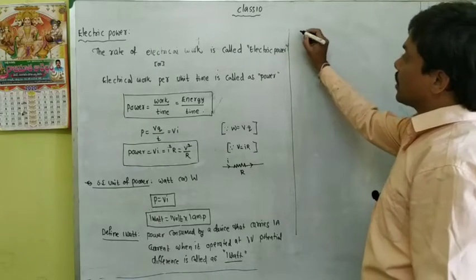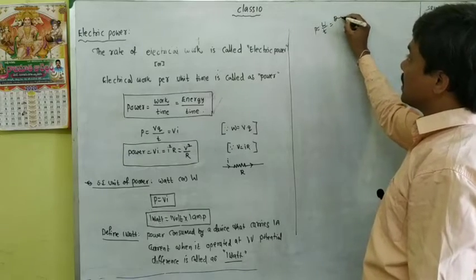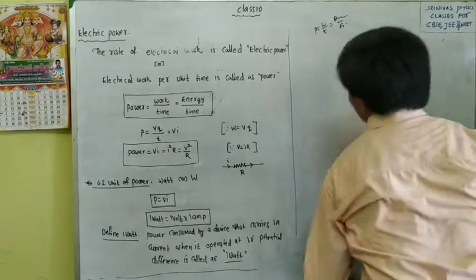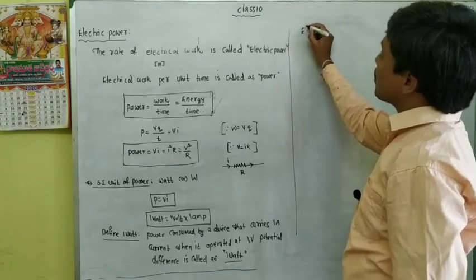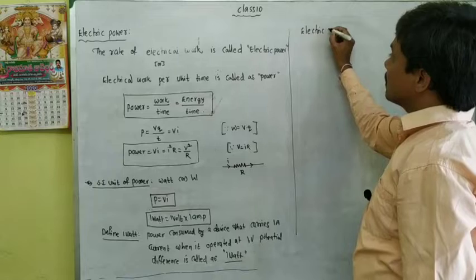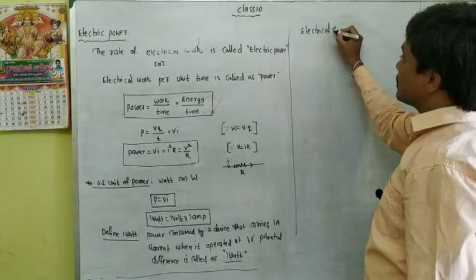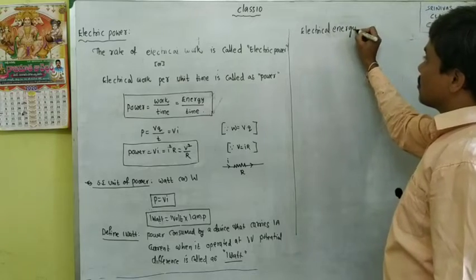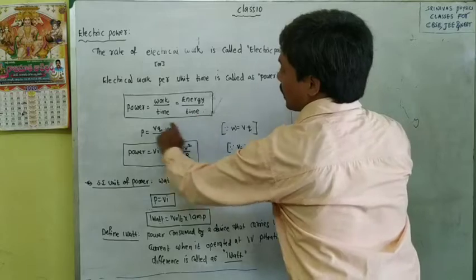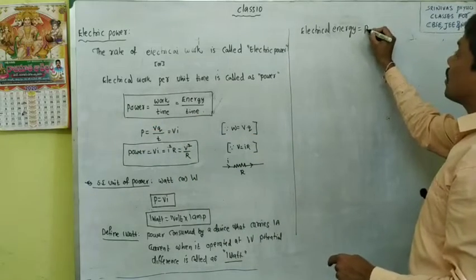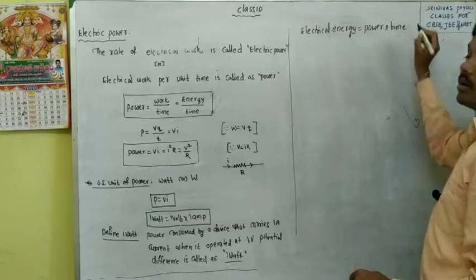What is the power? Power is equal to work by time. Work is equal to energy by time. Now, the electrical energy consumed formula, the electrical energy formula in terms of power, we can write. Power is equal to work by time, energy by time. If we take time to the left side, then energy is equal to power into time.